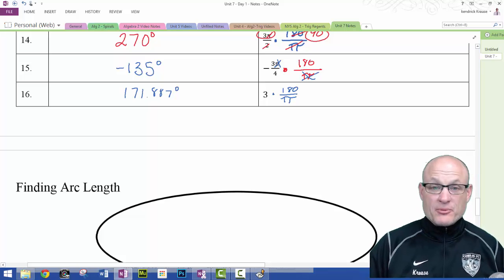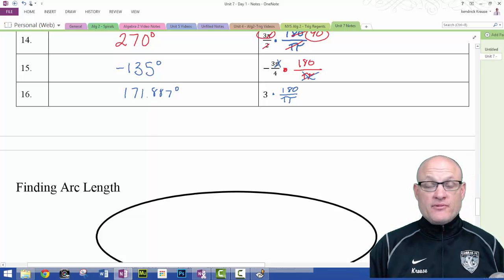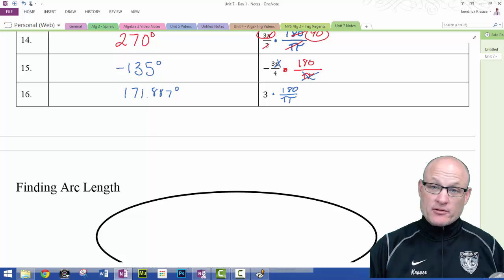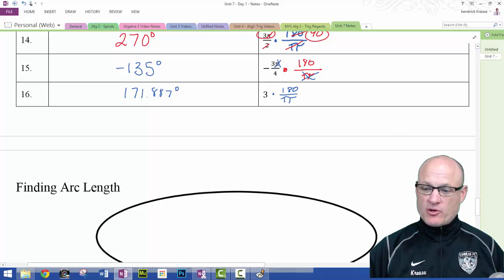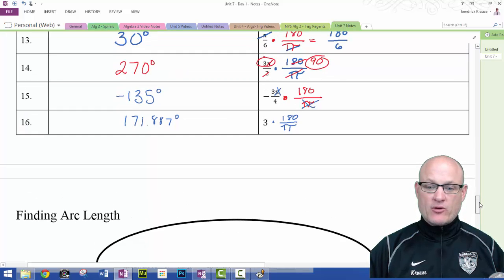Okay. Pretty simple. If you have degrees and you want pi, you leave pi in the numerator. If you have radians and you want to get rid of pi, pi goes in the denominator. But it's always going to be multiplying by 180 over pi or pi over 180.